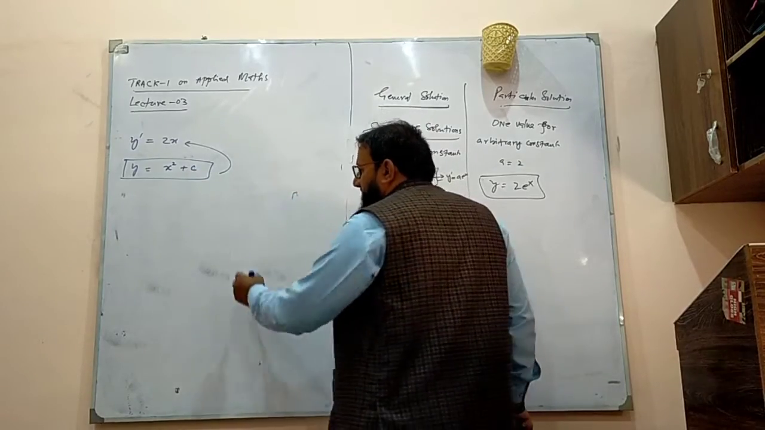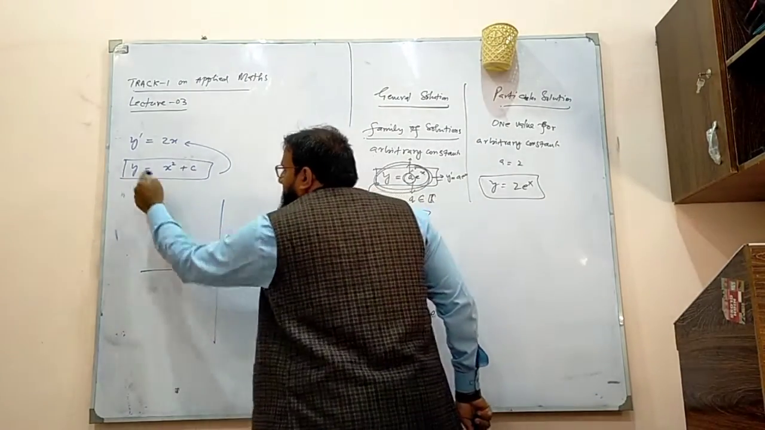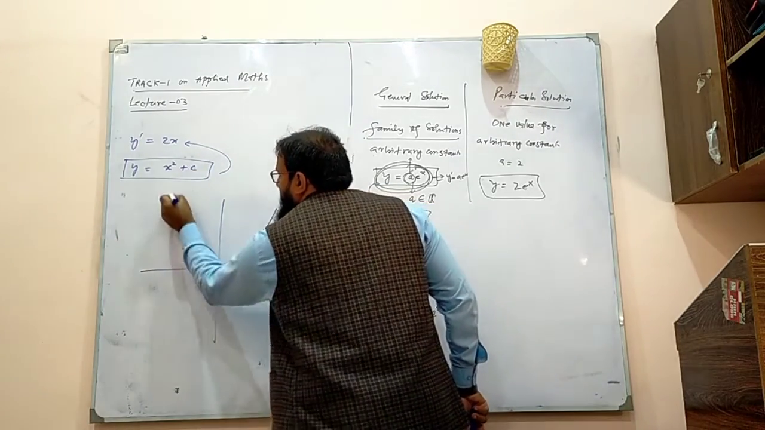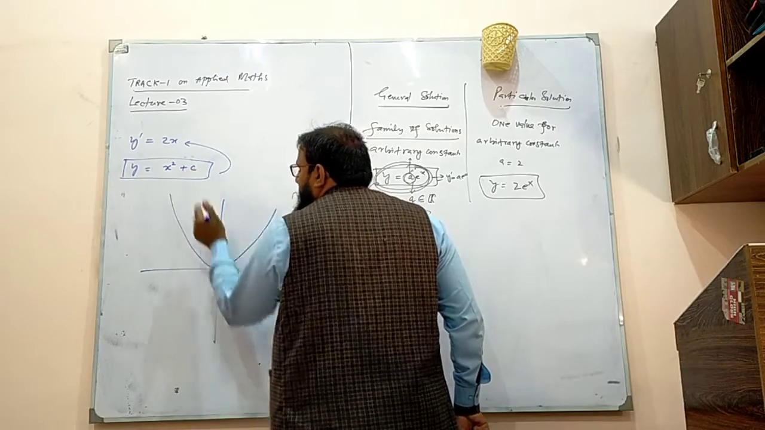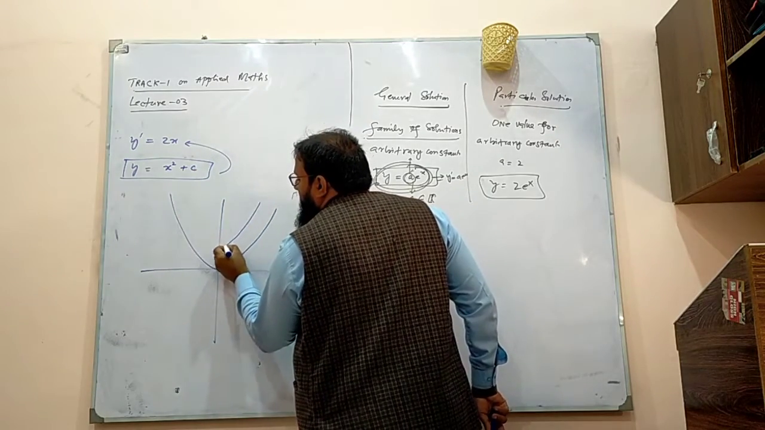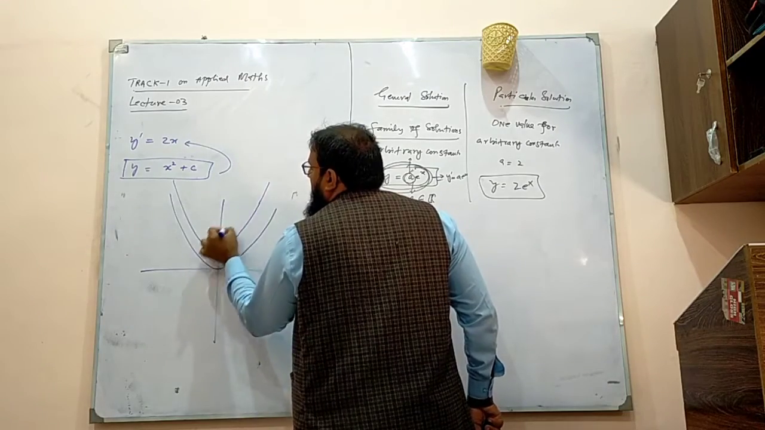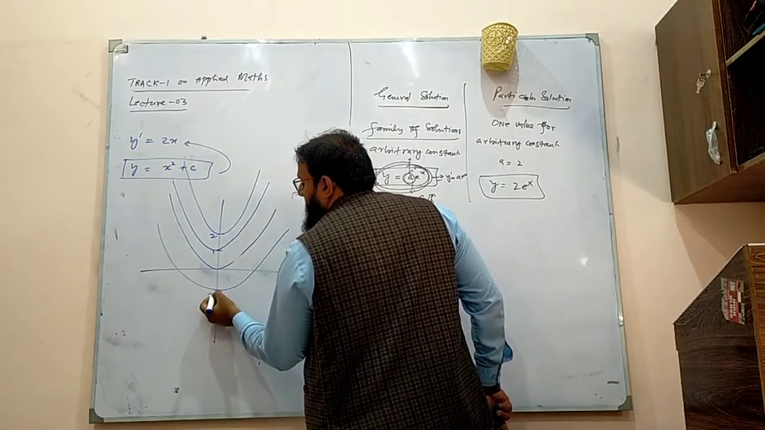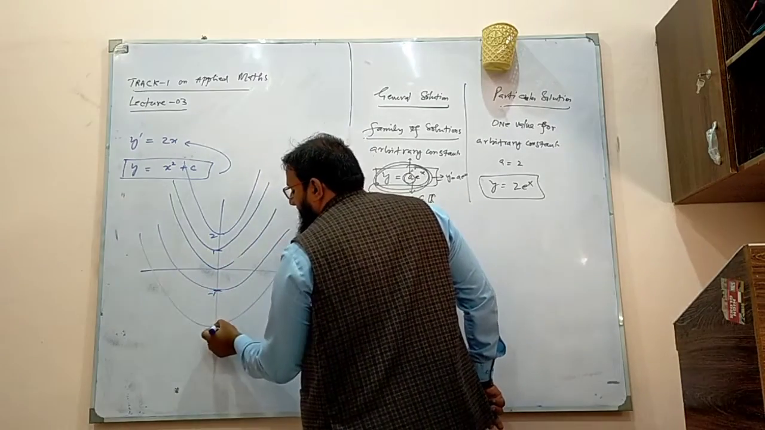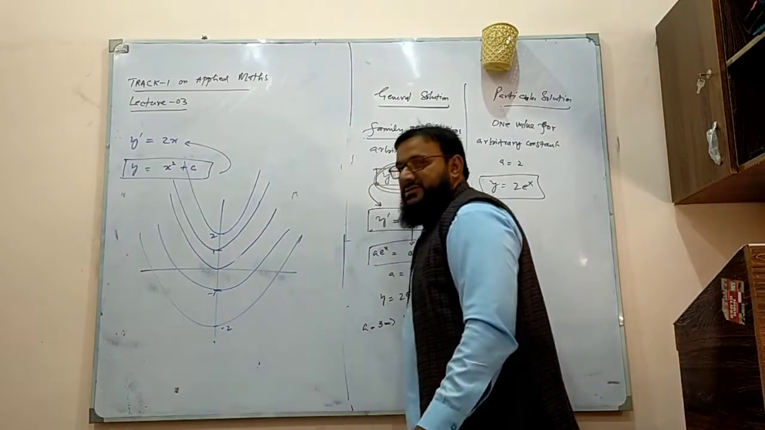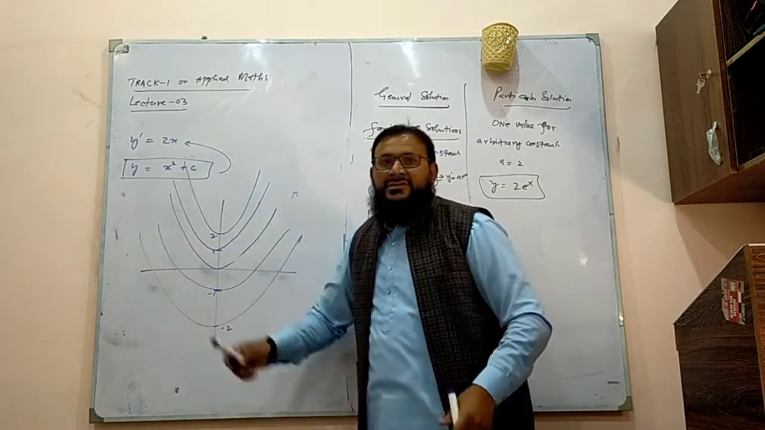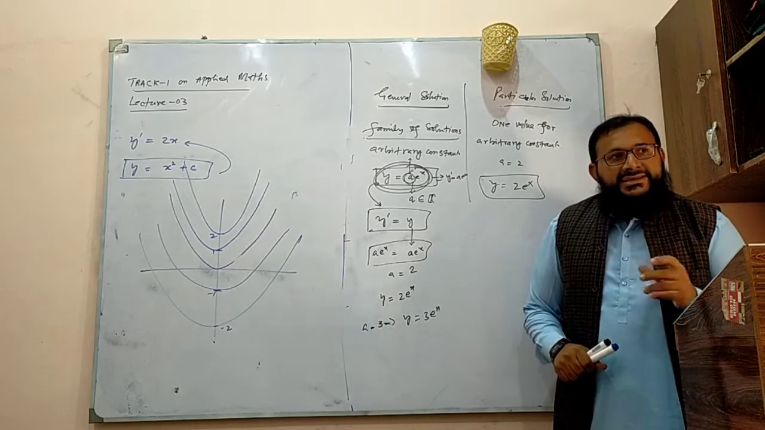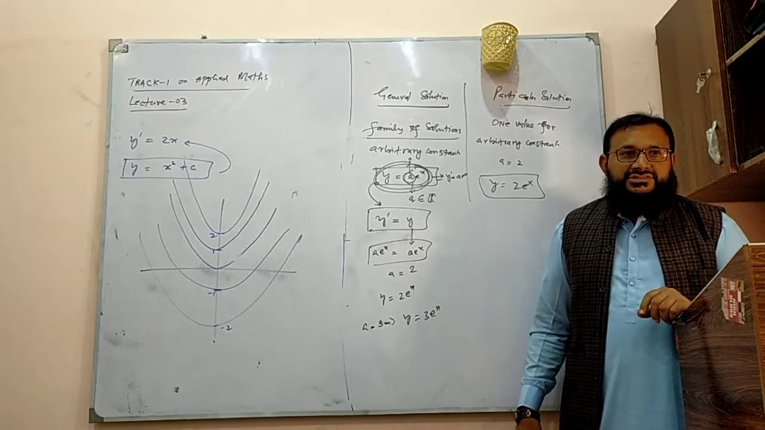And when you graph this, when the value of c is 0, this becomes something like this. When the value of c is 1, this curve passes through 1. And when the value of c is 2, this becomes like this. And when the value of c is minus 1, this passes through minus 1 and so on. So you get a family of solutions, one for each value of c.